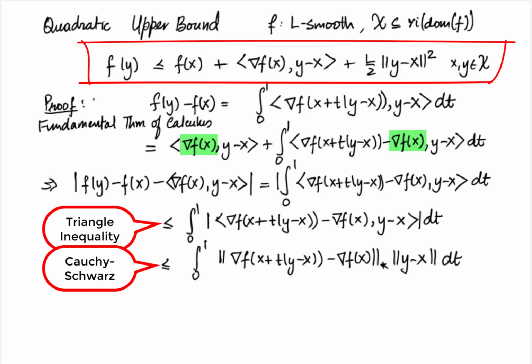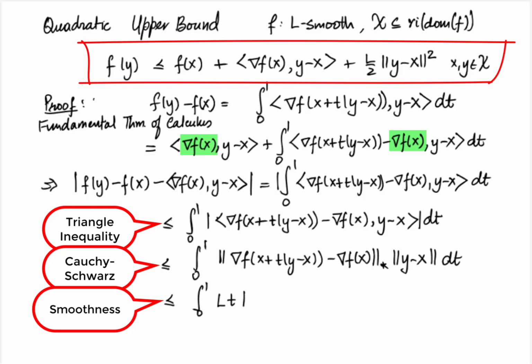So now we have it in the form that we can directly use the Lipschitz gradient assumption and bound the norm of gradient f of x plus t times (y minus x) minus gradient f of x with the norm of t times (x minus y). Taking the scalar t out because it is from 0 to 1, the right hand side becomes the integral from 0 to 1 of t times L times the norm of x minus y squared, dt. Integrating with respect to t, we get L by 2 times the norm of x minus y squared. So this gives us the required quadratic upper bound.